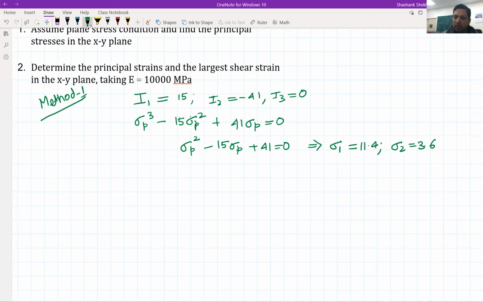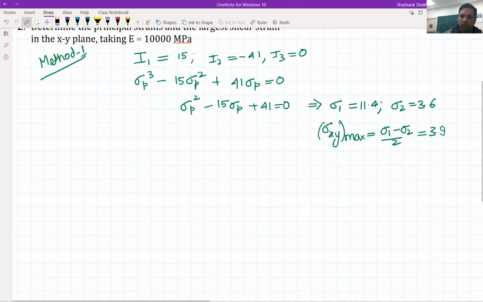And if sigma 1 is 11.4 and sigma 2 is equal to 3.6, then we also know, from the Mohr circle, that sigma xy max is basically (sigma 1 minus sigma 2) by 2, which is again 3.9. So 3.9 megapascal is the maximum shear stress. And principal stresses are 11.4 and 3.6.